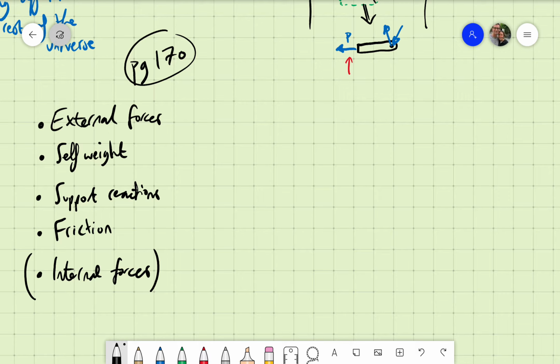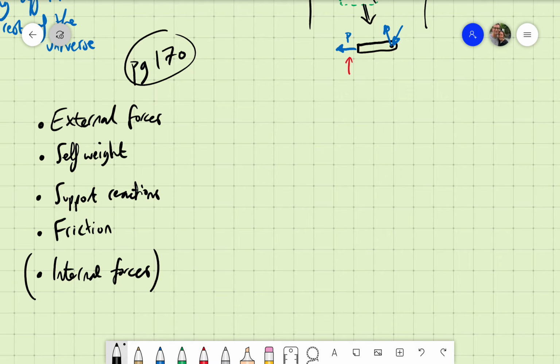And this is the order in which you should calculate things, or in which you should write them down and list them. If you don't do it in this order, you can run into all sorts of problems, so just trust me on this. External forces, then self-weight, then support reactions, and then friction.